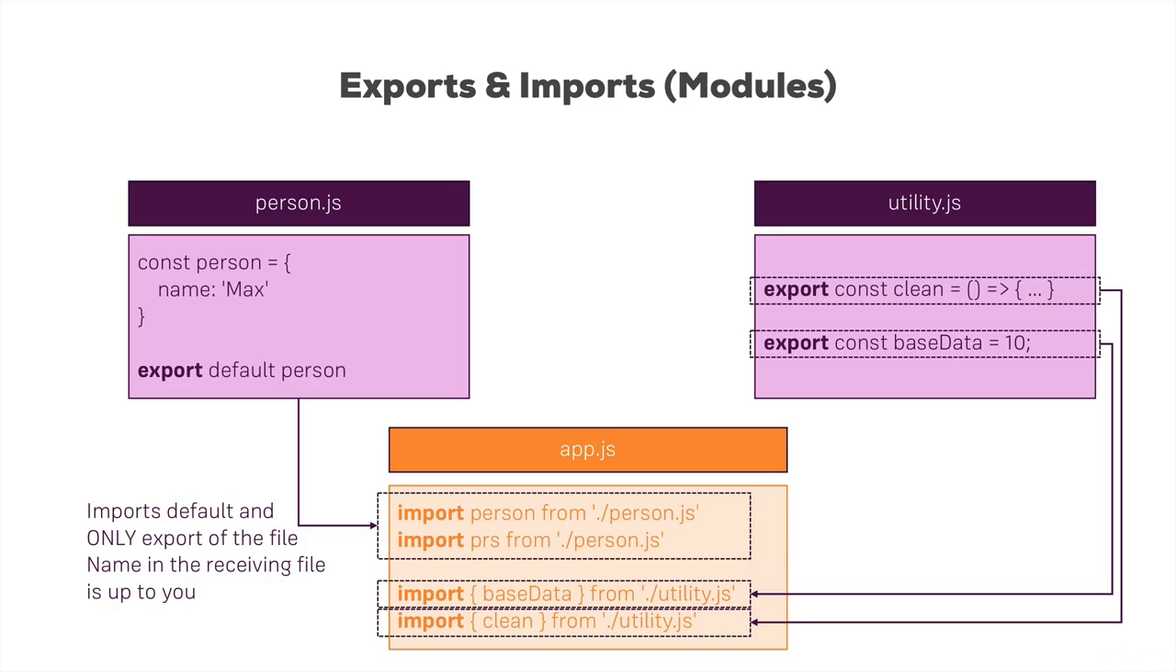So for JavaScript to know what exactly we're pointing to, we need to give it the exact name. And the name goes between curly braces. By the way, you could also write this as one import statement with base data, comma, clean, or the other way around. So these are imports and exports. You write all of this in your JavaScript files, and we'll heavily use this throughout this course.